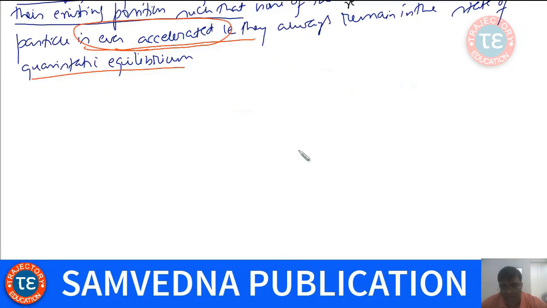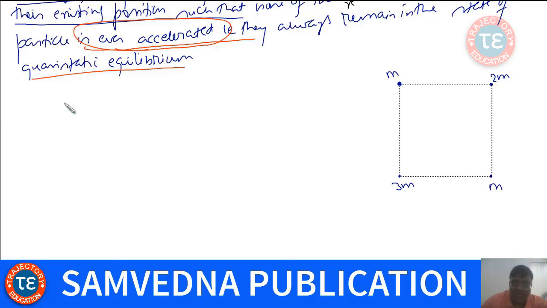Let me take an example to illustrate my point. Suppose we have 4 particles lying at the vertices of a square of side length A. Say we have a particle of mass m over here, say 2m over here, say again m over here, and 3m over here, right?